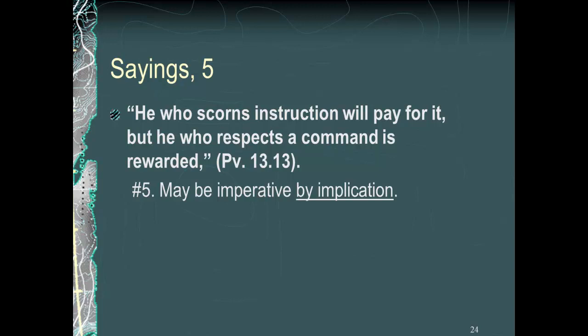No imperative is included within this verse, but it's not difficult to extract from it what the sage hopes we will do. He hopes that we will not scorn instruction, but that in fact we will respect a command. So the undercurrent imperative would read, don't scorn an instruction, but do respect a command.